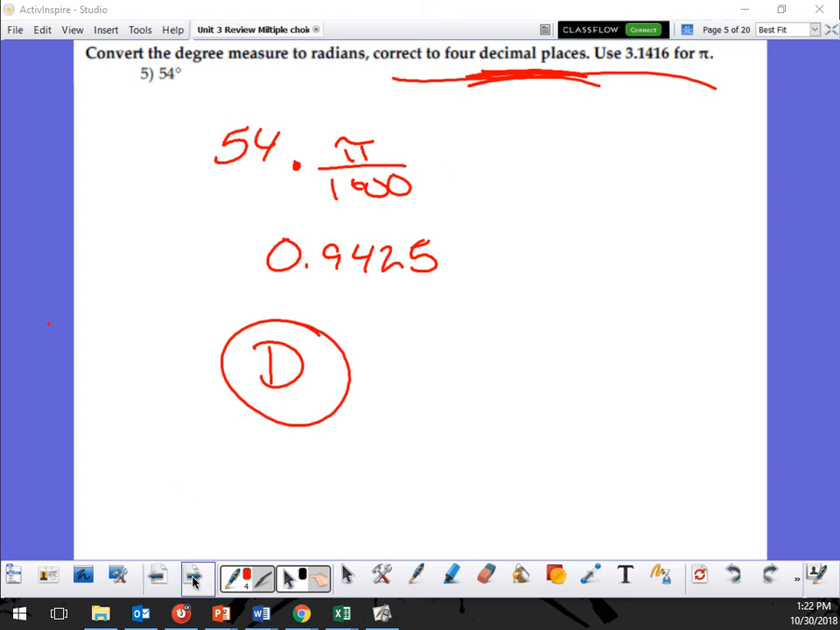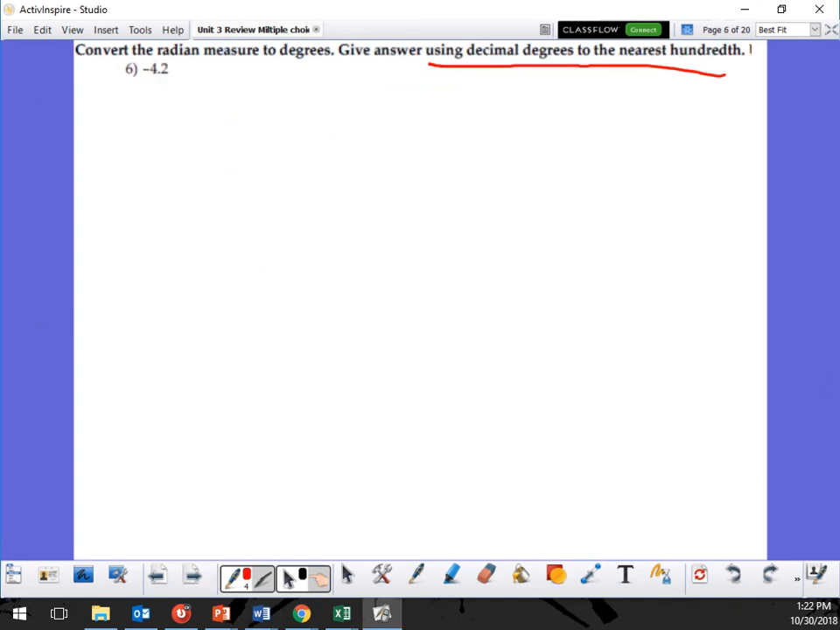We're on this one, right? The next one, number 5. Okay, so is everyone okay with this?